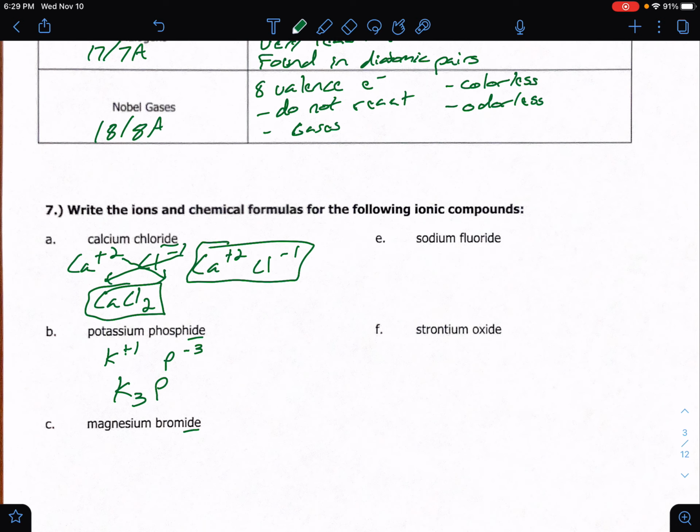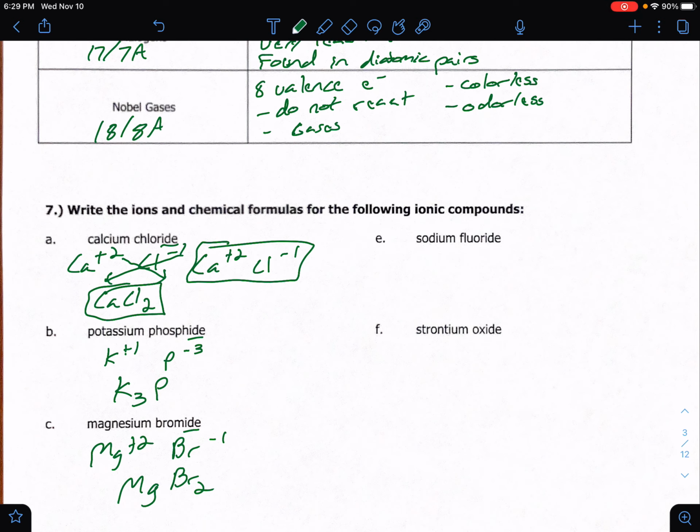Like this one would be magnesium, which would be Mg +2. Bromine would be Br with a -1. I can see those are not balanced. You can do the crisscross, so it would be MgBr2. If you're having trouble remembering how I got the charges on there, I would go back to the beginning of the video and check your periodic table and make sure you know how to find those charges.